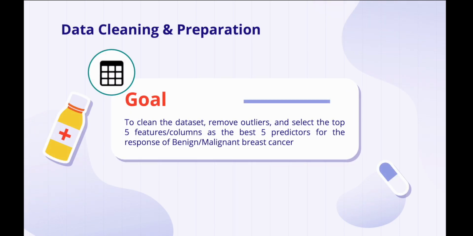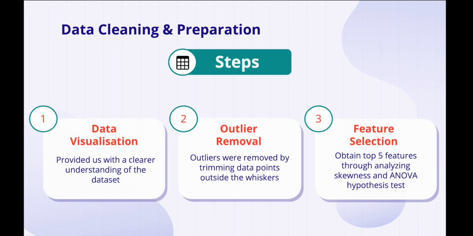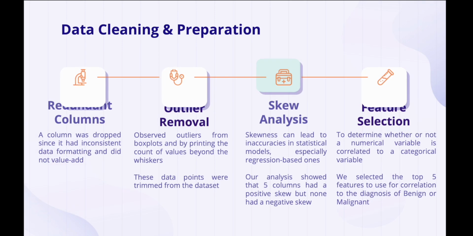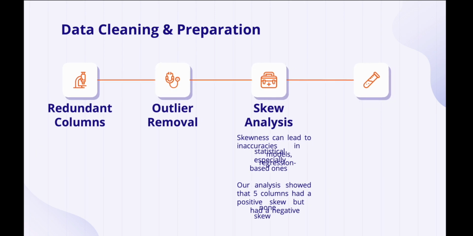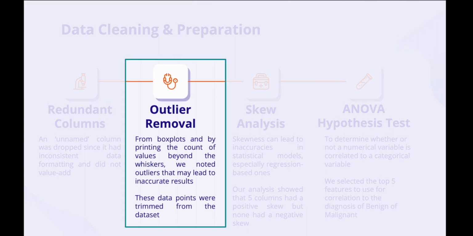Now, the goal of this phase is to remove the outliers and to select the top 5 features as the best 5 predictors for the response of the breast cancer prediction. To achieve this goal, we have finalized on 3 steps: data visualization, outlier removal, and feature selection. Allow me to walk you through the steps of this process. We first started off by dropping redundant columns. Next, we focus on outlier removal by looking at the box plots for each of the 10 features.